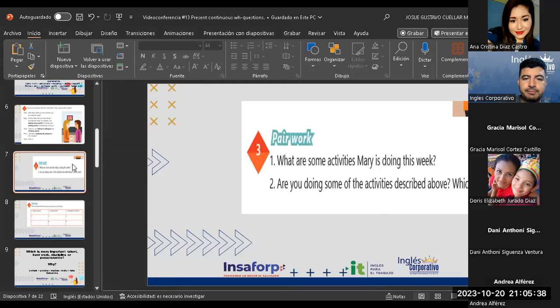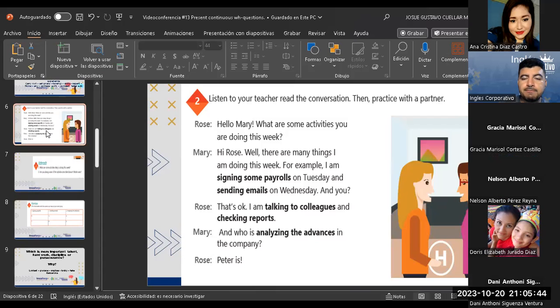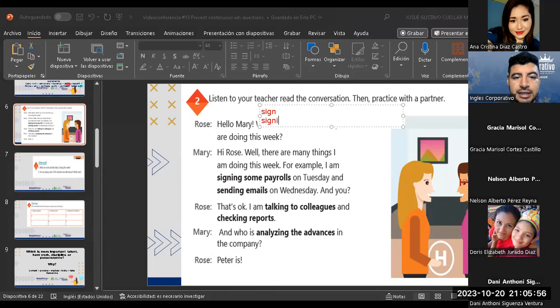Then we have... What is the meaning of signing? Signing is firmar. Thanks. You're welcome. La vez pasada creo que también les había dado la palabra de firma, ¿verdad? But sign significa signo, señal, y también significa firmar. Signing es voy a firmar o firmando, pero la palabra firma se dice signature. Pero sign, la G es silent, ¿verdad? No se dice sign, solo sign, ok.